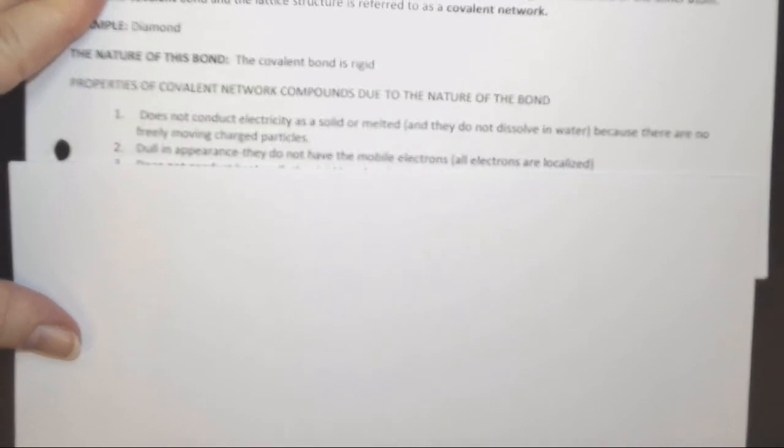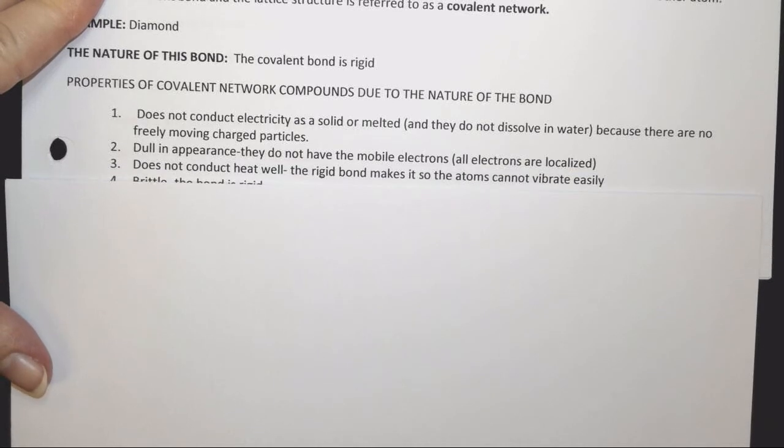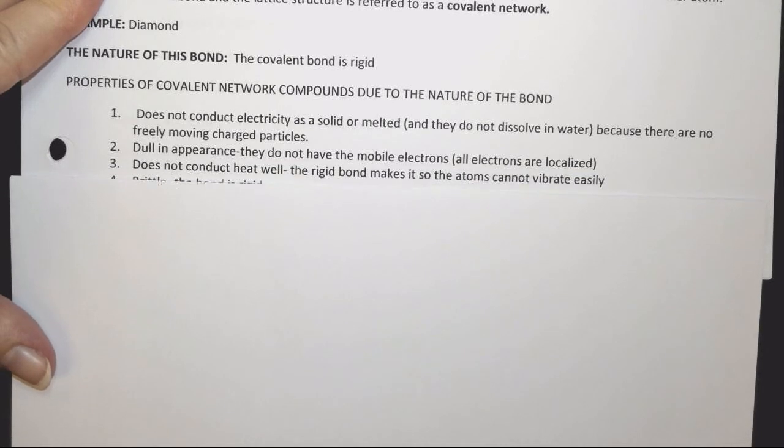Conducting heat. To be able to conduct heat, we have to be able to transmit a vibration easily. With those rigid bonds, can we transmit a vibration easily through there? No. So they do not conduct heat well. If I take a hammer to a diamond, can you hammer it out into a thin sheet? No. So diamonds are brittle.